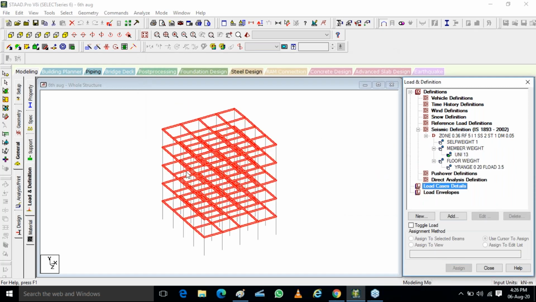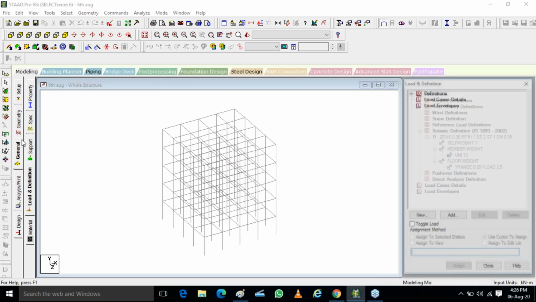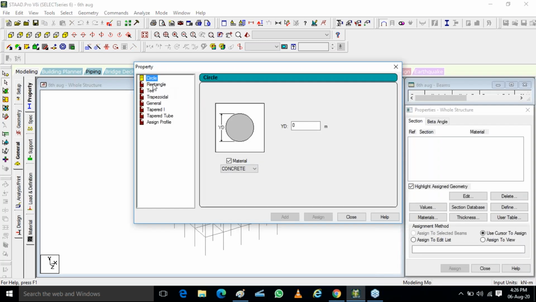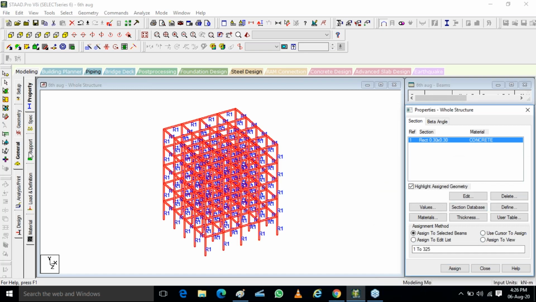Now I'll define the load. Before defining the loads, I'll go to my properties and add the property of 300 mm by 300 mm for my building columns and beams. 0.3 by 0.3, as simple as we used to follow in previous classes. I'll go to add and assign to my whole view. Okay, after this, there is one more important thing, supports.